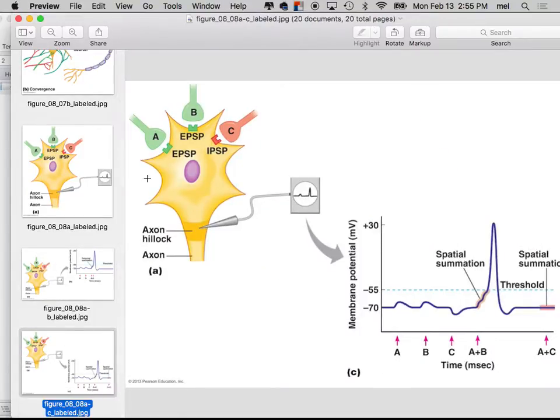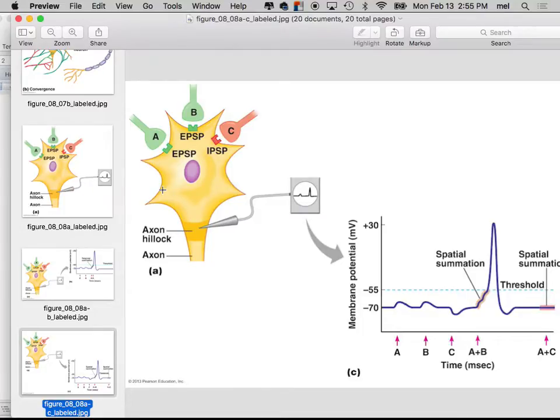Okay, so the green is supposed to be excitatory and the red is supposed to be inhibitory, okay? So if I just release the neurotransmitter at A, the excitatory synapse, I get a little bit of a depolarization, yeah? Same thing as if I release it at B, okay? At this particular point, you can call this an EPSP, an excitatory postsynaptic potential, because that's where it's occurring.